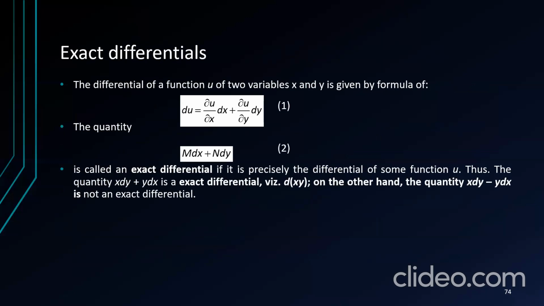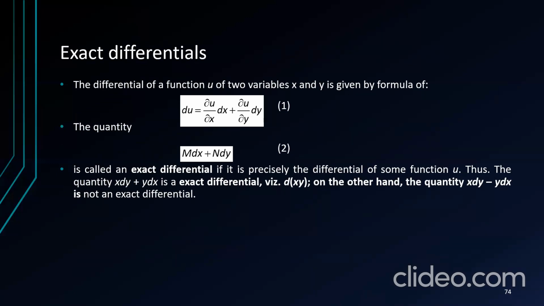The differential of a function u of two variables x and y is given by the formula: the differential of u is the partial derivative of u with respect to x times dx plus the partial derivative of u with respect to y times dy. Tama, doon nga to. Saka sa vibration din yata.